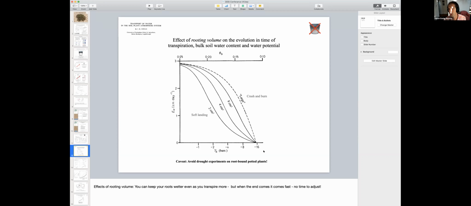So everything falls quickly once you've extracted the whole soil and you've pushed the whole soil to the point where it's giving up all its water. Whereas if you have a low rooting volume, you have a lot more time and you get a much softer landing. So that's something to think about. And it's also something to think about if you're working with potted plants and doing drought experiments, because if your pots are root bound, it's impossible to do that experiment because the plant's just going to go, and then it's just going to boom. So be very careful about your rooting volume.